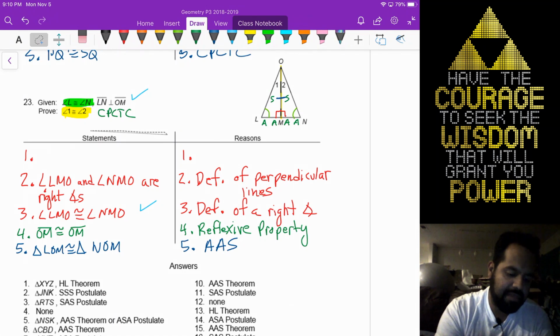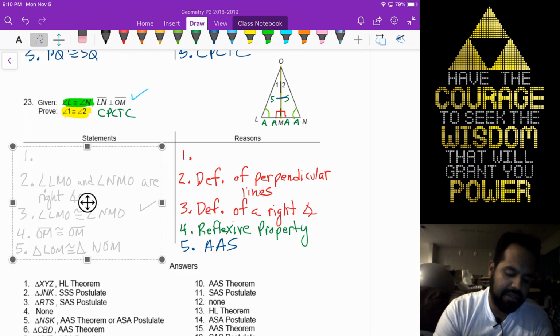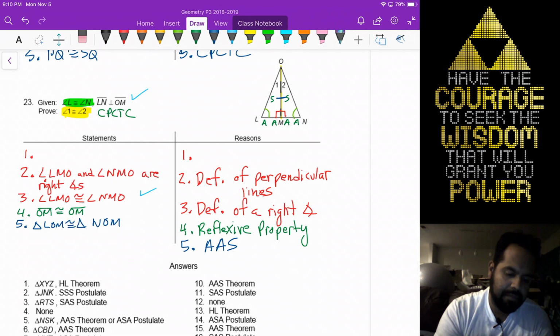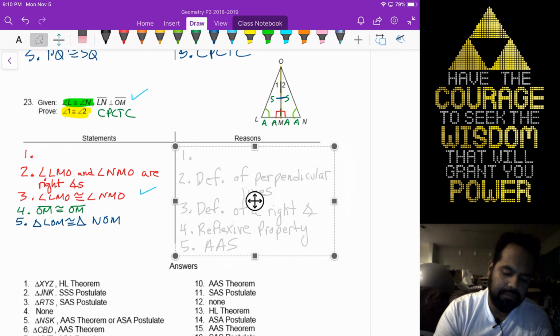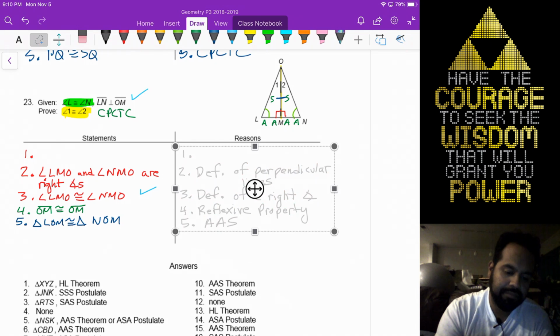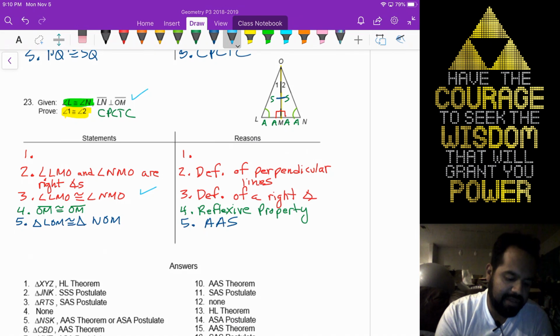I'm going to minimize my work a little bit. And then our last step is our beautiful CPCTC. Angle 1 is congruent to angle 2, CPCTC.